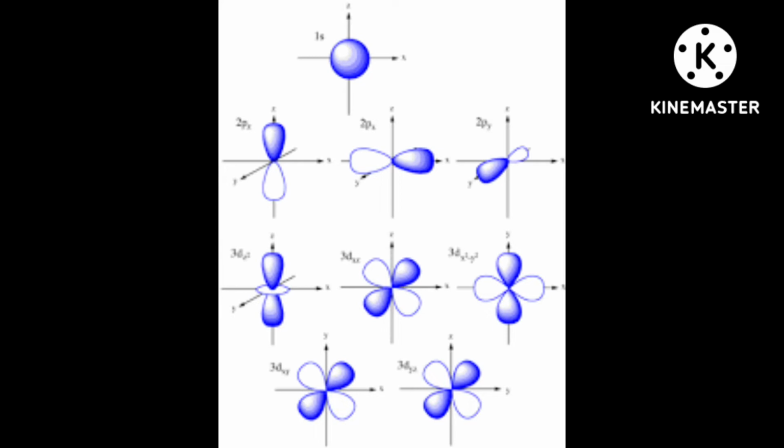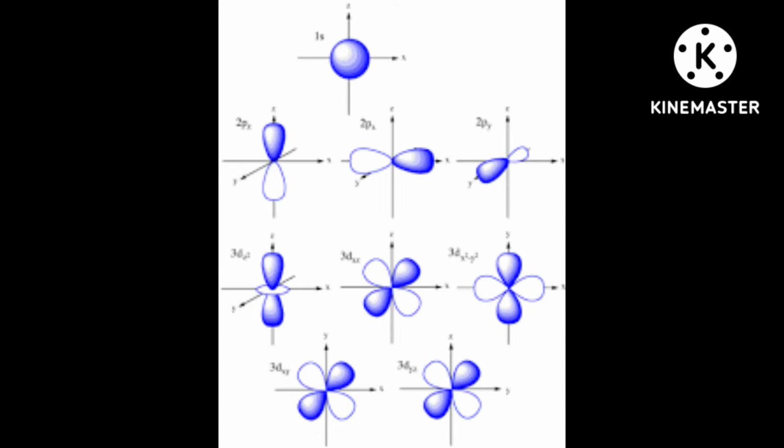One may ask a question here: why do we not draw a boundary surface diagram which bounds a region in which the probability of finding the electron is 100%? Why only 90%? This question may be asked.